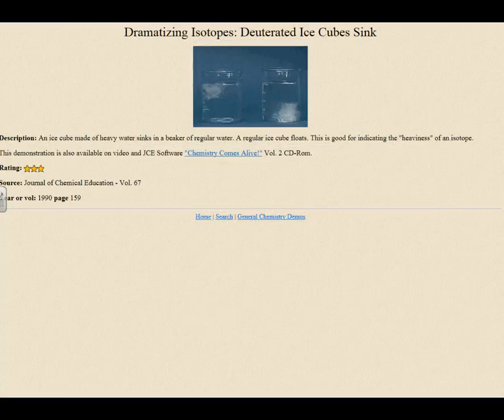On this web page, dramatizing isotopes, they call it deuterated ice cubes, which means that the ice has been made from deuterium, a form of hydrogen containing a proton and a neutron. That makes it roughly twice as heavy as every atom of regular hydrogen, which only has 1 proton and 0 neutrons.